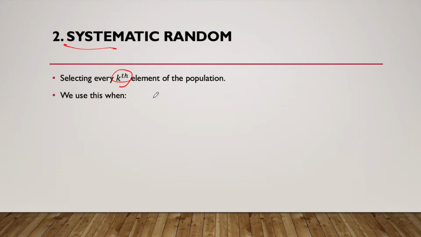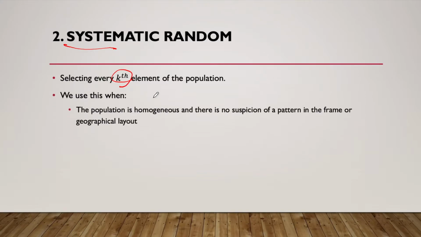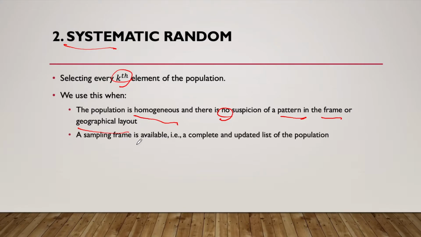So when will we use this? We will use this when the population is homogeneous and we know that there is no pattern or suspicion of a pattern in the frame or of the geographical layout. There's no trend, there's no pattern. And also we can use this when the sampling frame is available, that is, a complete and updated list of the population.